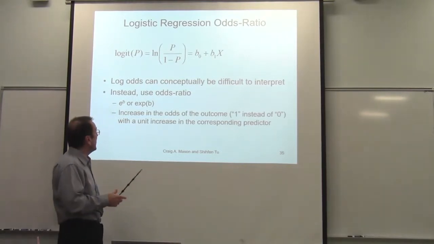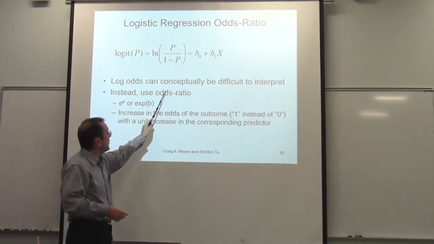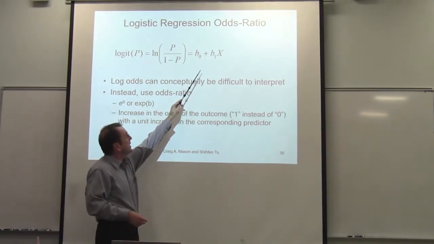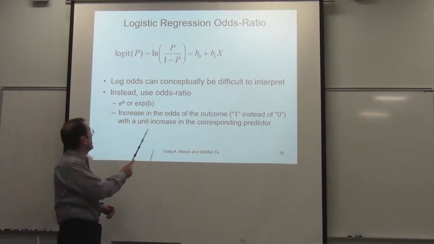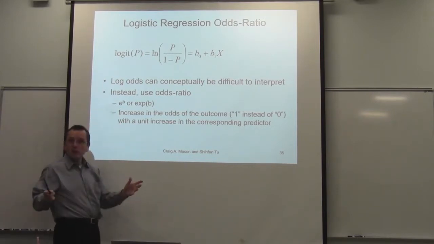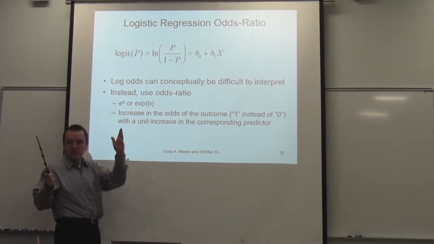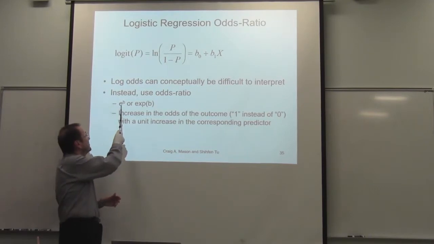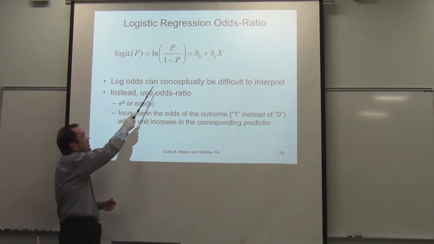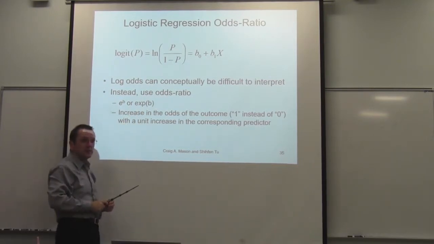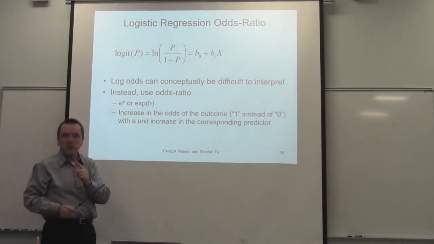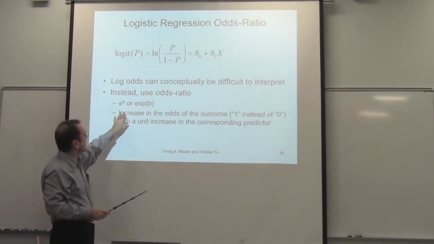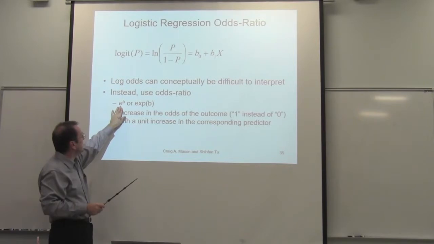We can convert that regression coefficient to an odds ratio by taking E, the natural log base, 2.71, raised to the power of the regression coefficient. And that gives us the odds ratio for that variable. We'll go through an example to see what I mean by that.